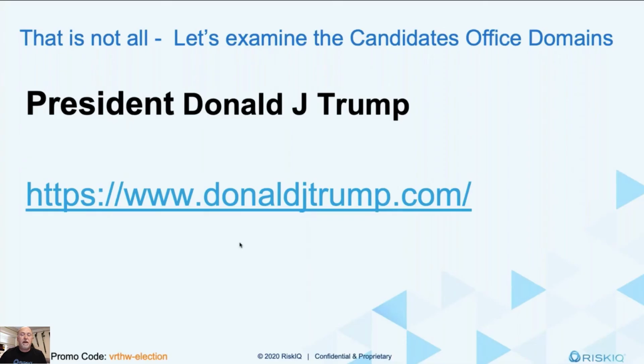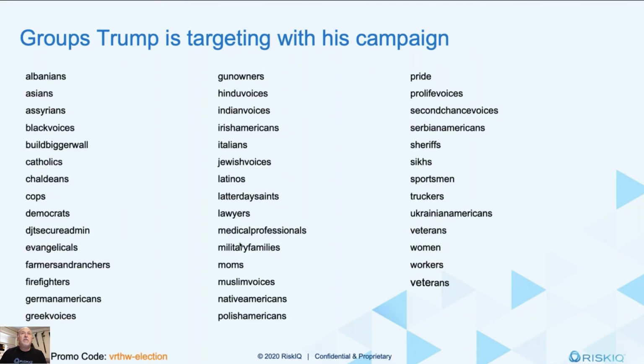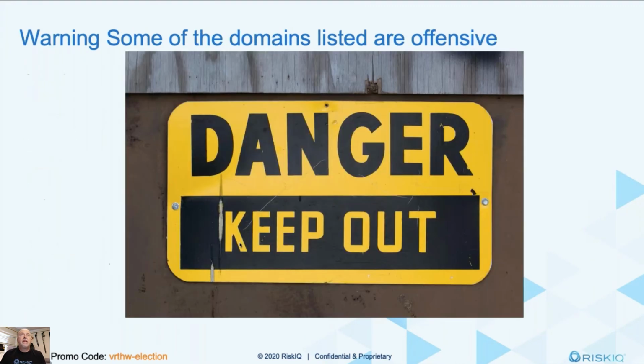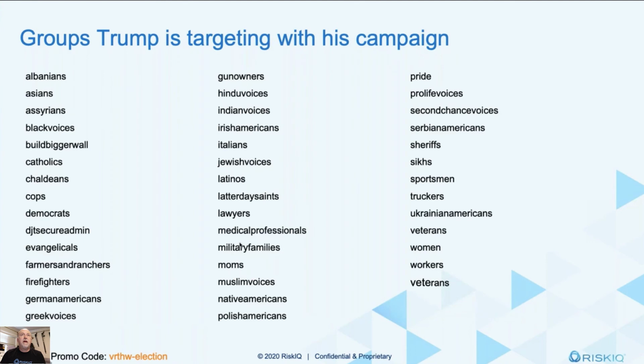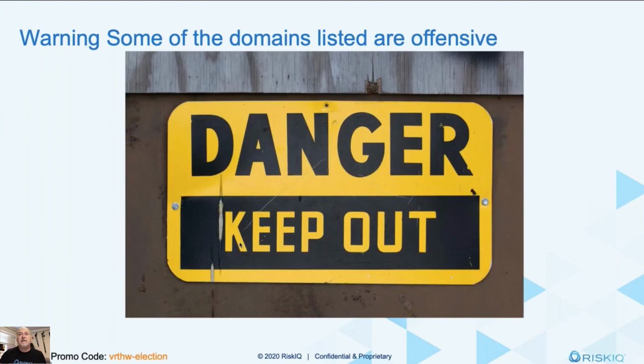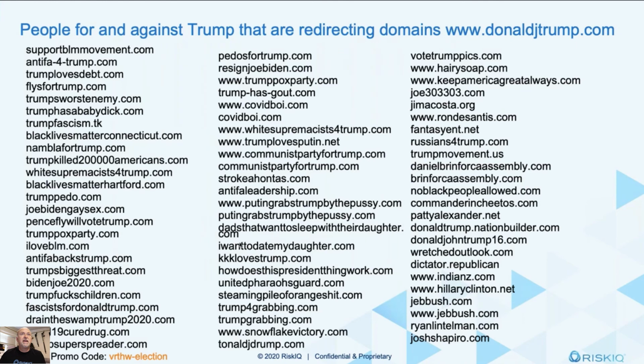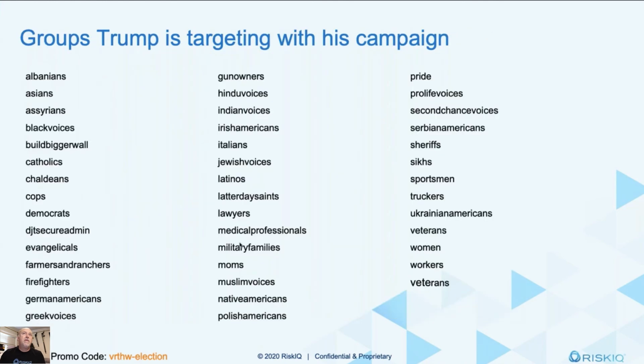Okay. So when we look at who he's targeting with his campaign, because he's using the subdomains, it's really easy to see. These are all the different things. I went in there and I pulled them out and made a concise list so you can see who he's talking to, who his message is intended for, because he has a specific page for each one of these groups.